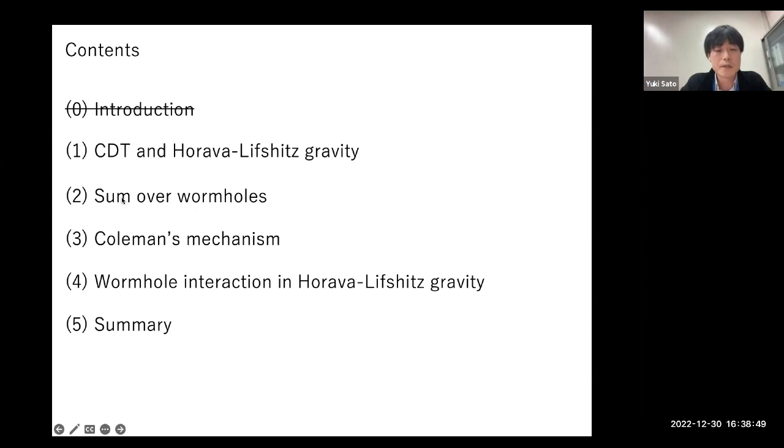So, by this understanding, in section 3, I wish to discuss whether the Coleman mechanism works or not in this setup. In the next section, section 4, when including the wormholes and baby universes in the CDT, what happens to the Horava-Lifshitz side? So I wish to explain what happens in section 4. And in the end, I wish to summarize my talk.